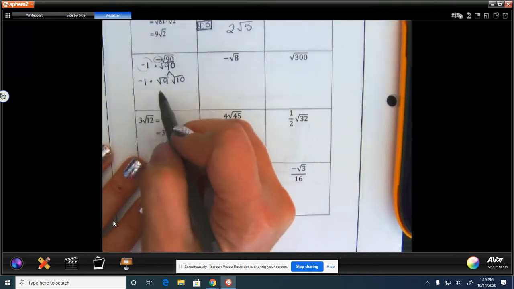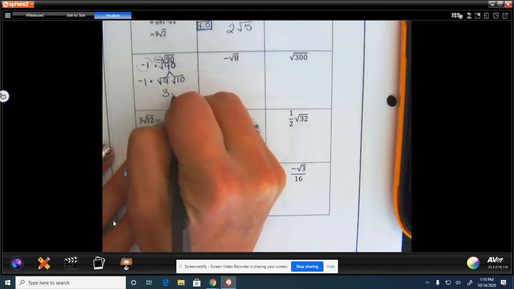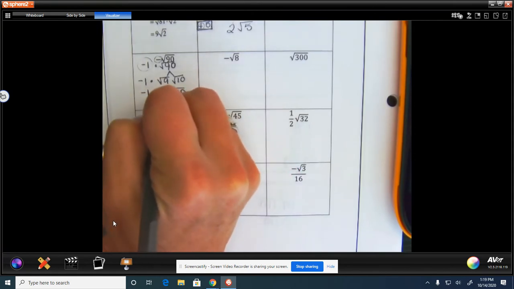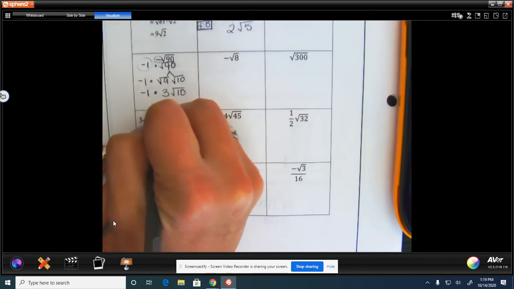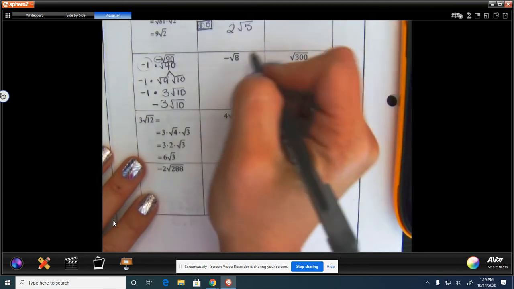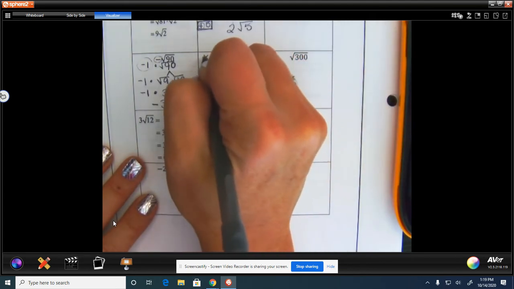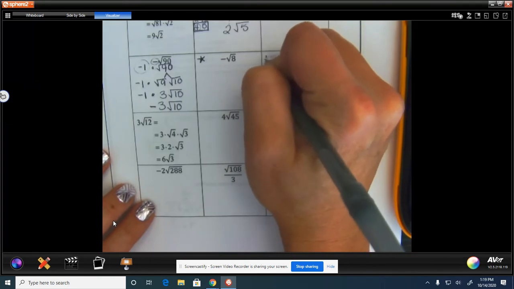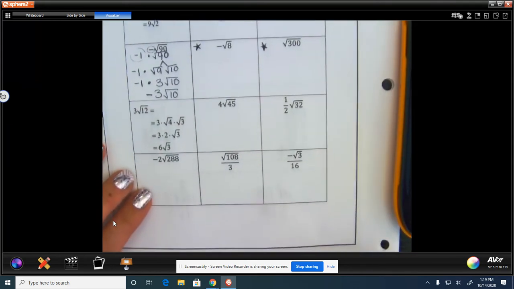Square root of 9 is 3. Radical 10 stays the same. And again, I bring down that negative in front and multiply it. So my final answer should read -3 radical 10. Now try that with this one. Also do this one just for fun because it's such a large number.